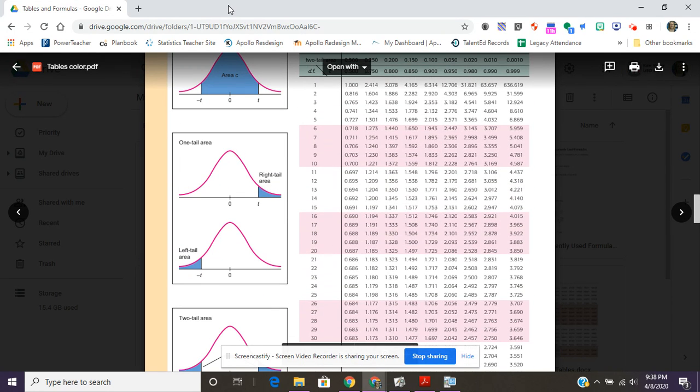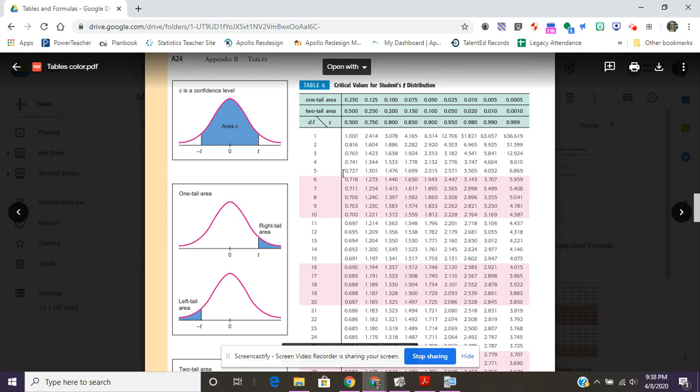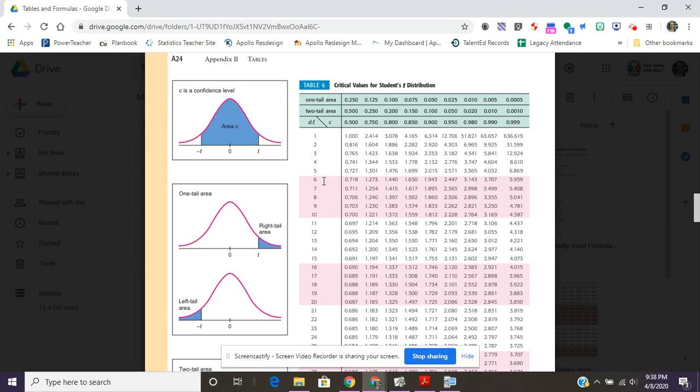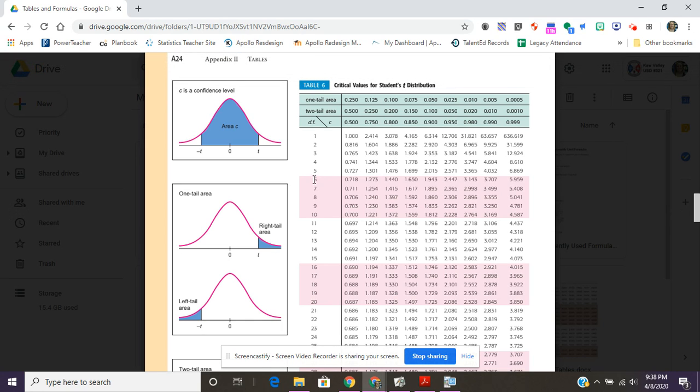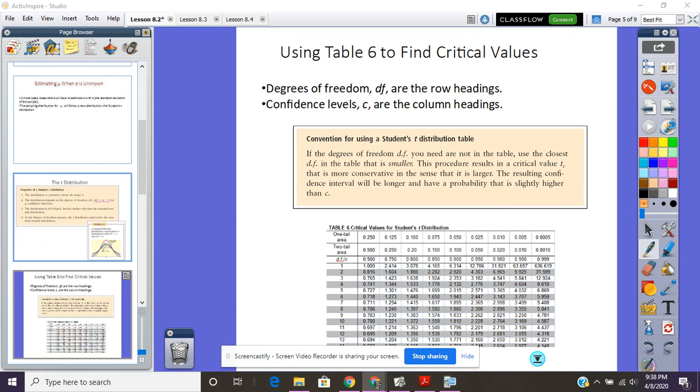So let's do an example. Let's say our sample size was 6 and we wanted a 90% confidence interval. Well, our degrees of freedom would then be 5 because we do 6 minus 1. So we'd be looking in this row right here. And 90% confidence would be right here. So our t_c value would be this 2.015.